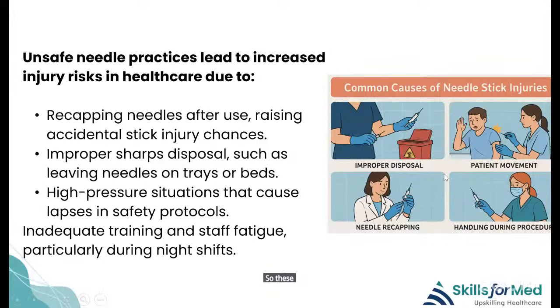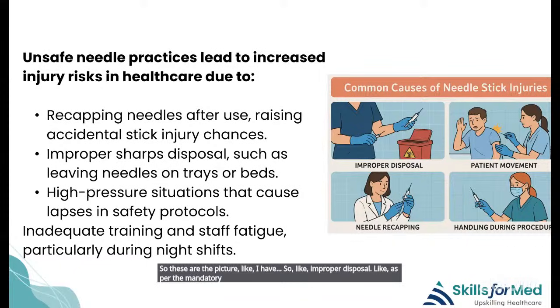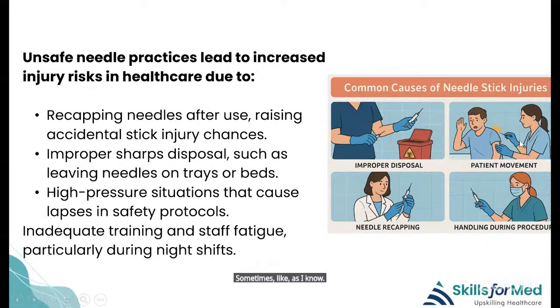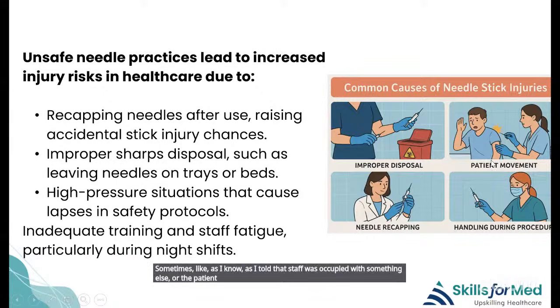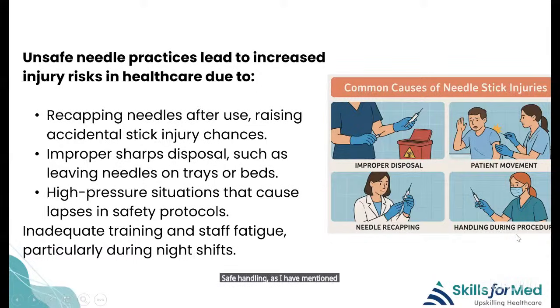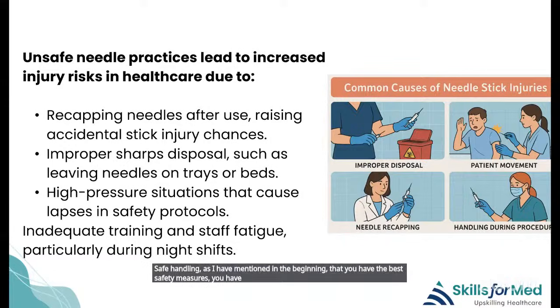So these are the pictures I have shown, like improper disposal. As per the mandatory guidance, as per the state policy, you should always follow the biomedical waste safety protocols. Sometimes, as I told, a staff was occupied with something else, or the patient moved, which led to needle stick injury. Safe handling, as I mentioned in the beginning: you have the best safety measures, the best safety devices, but if you don't know how to operate them, it is of no use.